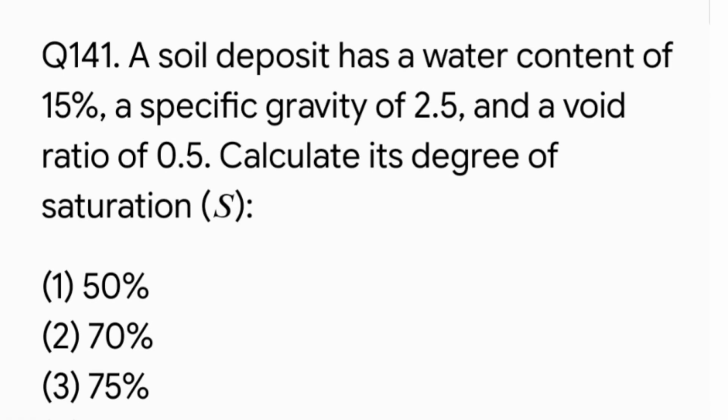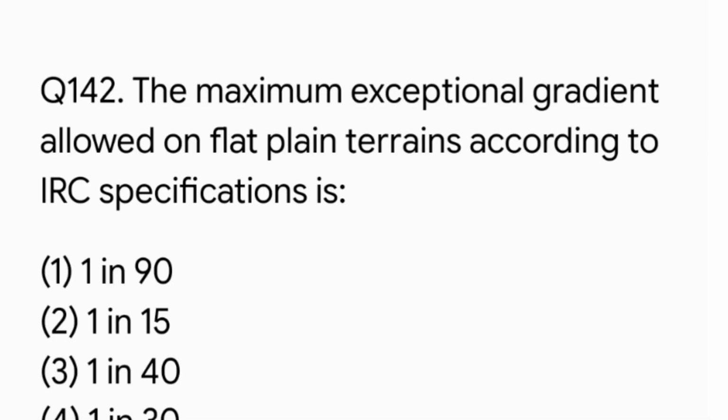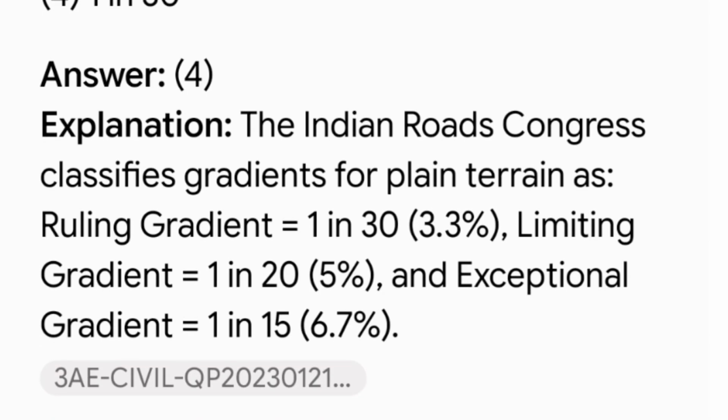A soil deposit has a water content of 15%, a specific gravity of 2.5, and a void ratio of 0.5. Calculate its degree of saturation. Correct answer option 3, 75%. Next question. The maximum exceptional gradient allowed on a flat plain terrain according to the IRC specifications is. Correct answer option 4, 1 in 30.